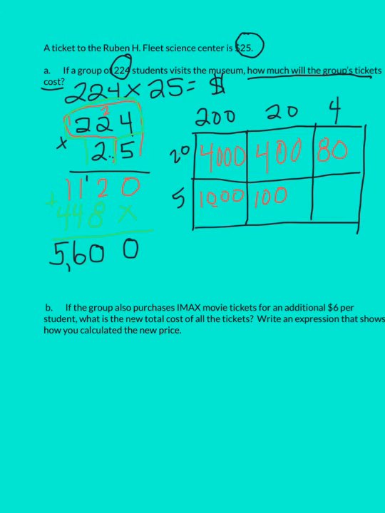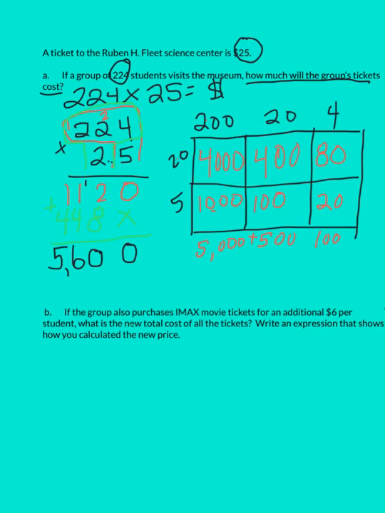And then finally, 20. I'm going to add a different way this time since I ran out of room on the other side. So I have 5,000 here. When I add 500 here, and then 100 here. So if I add all these together, I'm going to have 5,500 plus 100 more. So $5,600. Okay? So the tickets would cost $5,600.